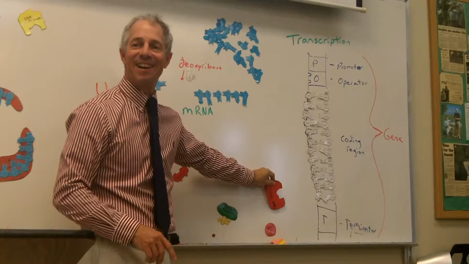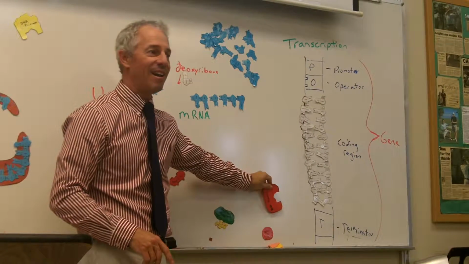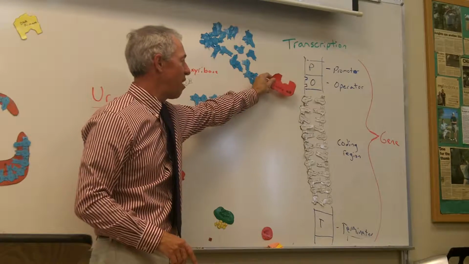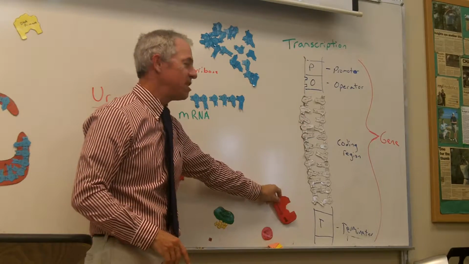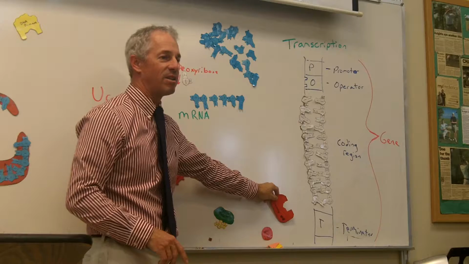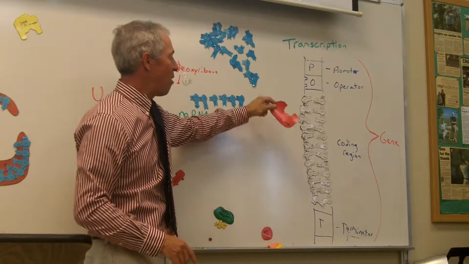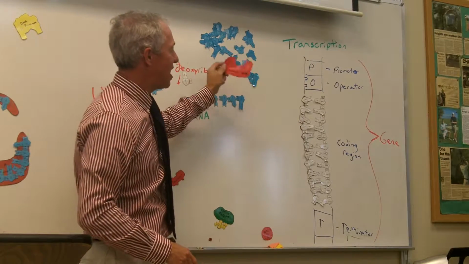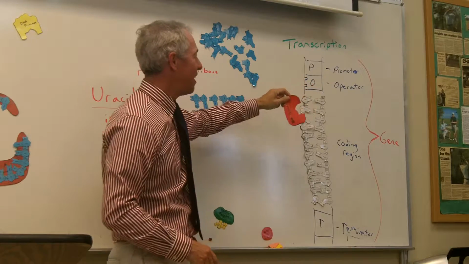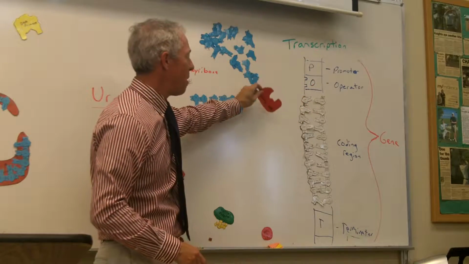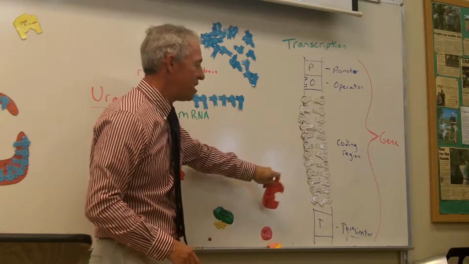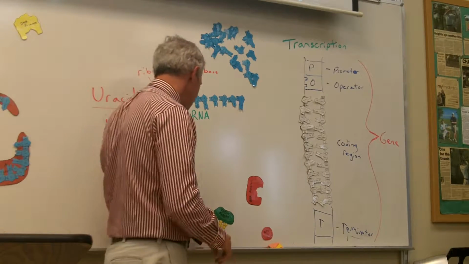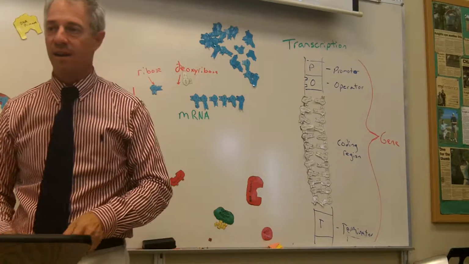How many know that? A, promoter, B, operator, C, coding region, D, terminator. 10 points if you can get it right. Just write it down. Can you repeat it one more time? At what site does the RNA polymerase attach to the DNA? A, promoter, B, operator, C, coding region, D, terminator. Just put A, B, C, or D.